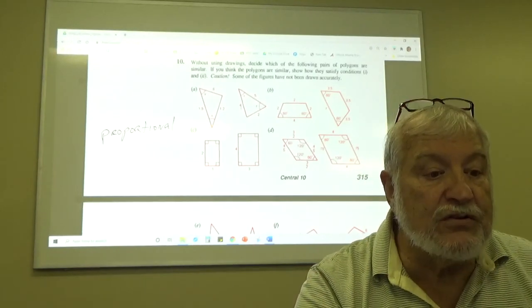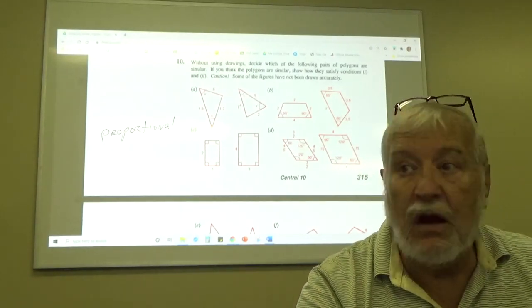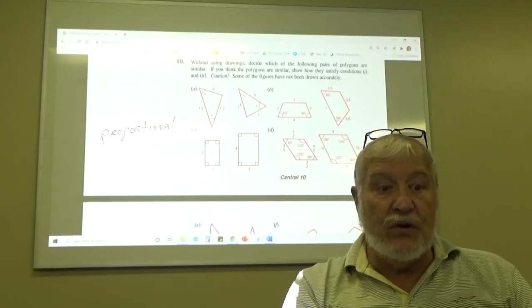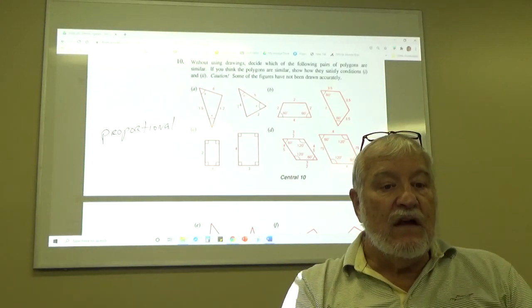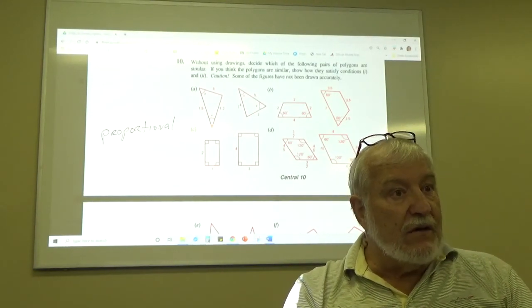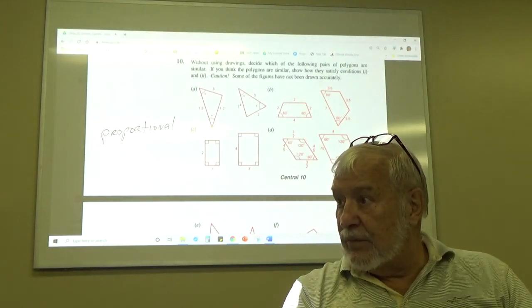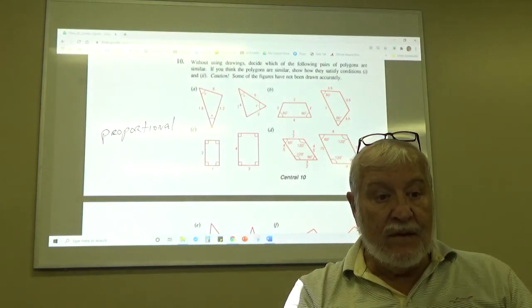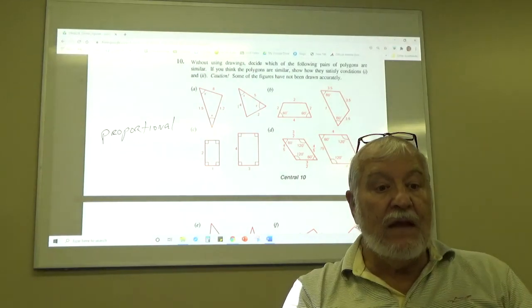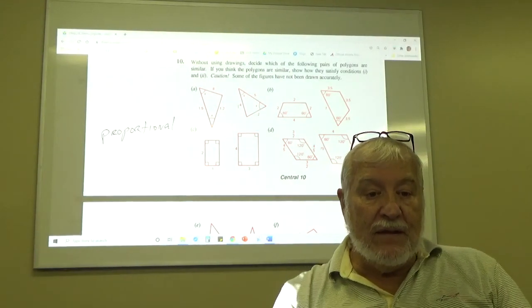All right, so are they proportional? So they're all not proportional. So those things are not necessarily similar. Okay. Now look at B.